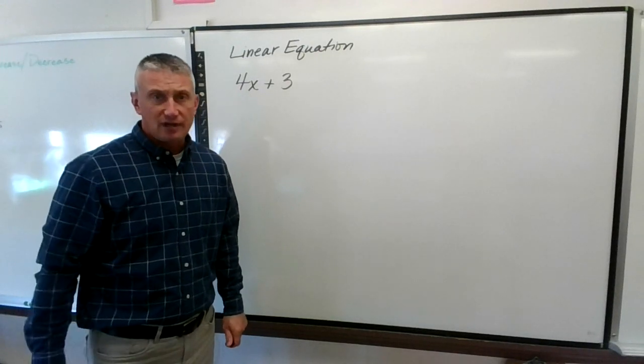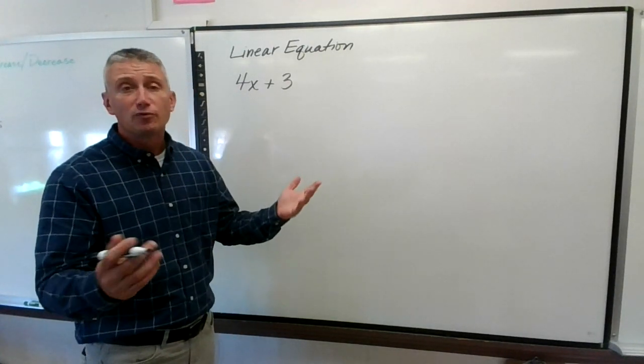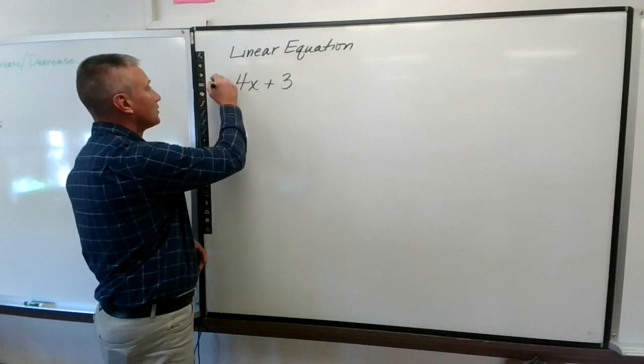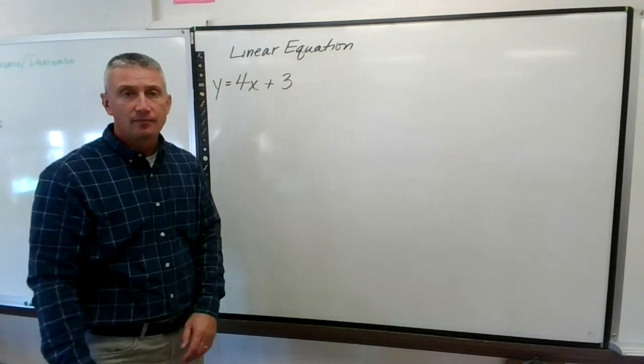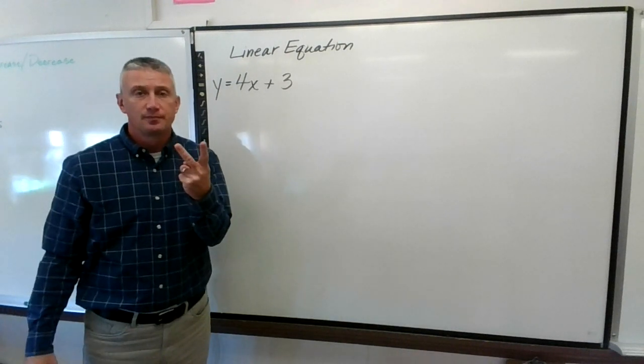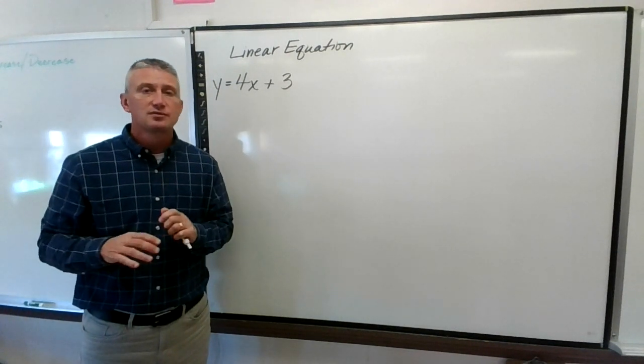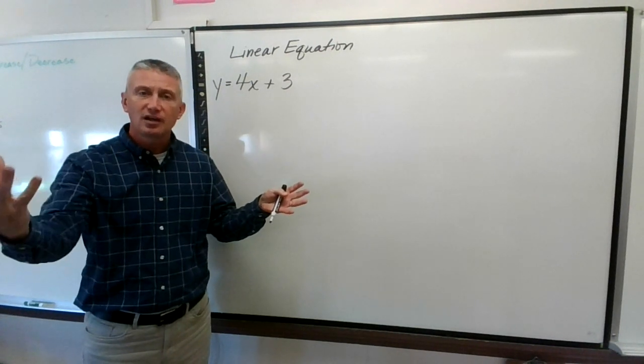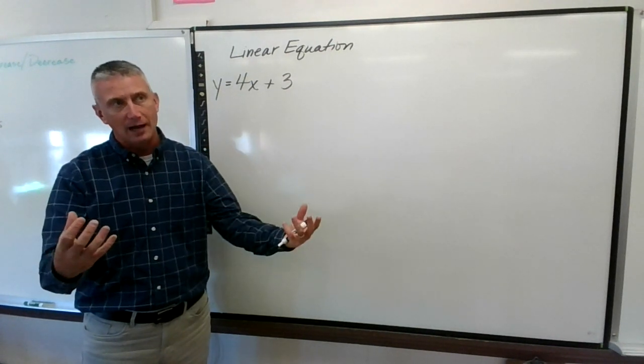So here comes the new stuff. What's new for you is we're going to put an equal sign in front of this. We're going to put a y over here. So now we have two variables. So anytime you have two variables, that's called an input and an output. We're going to put something in for x. We're going to get something out for y.